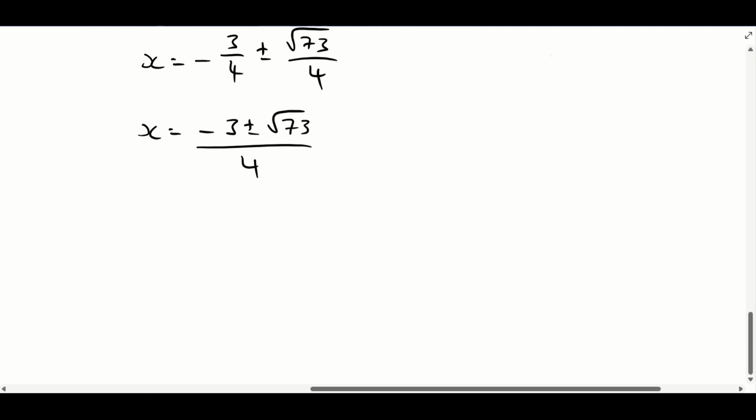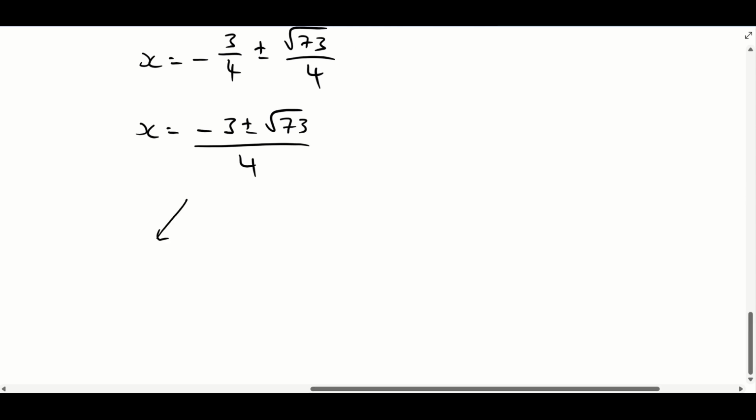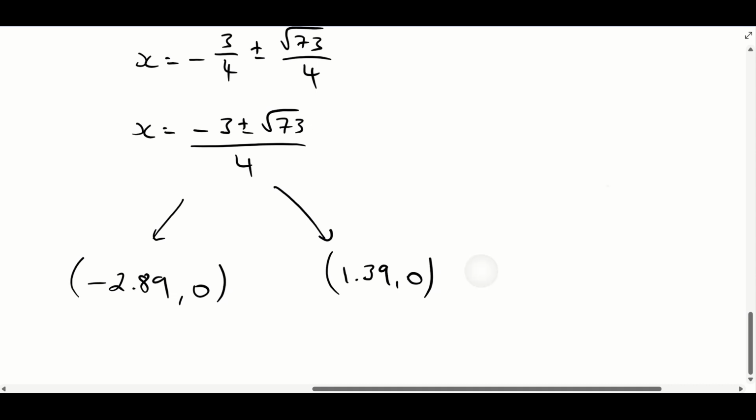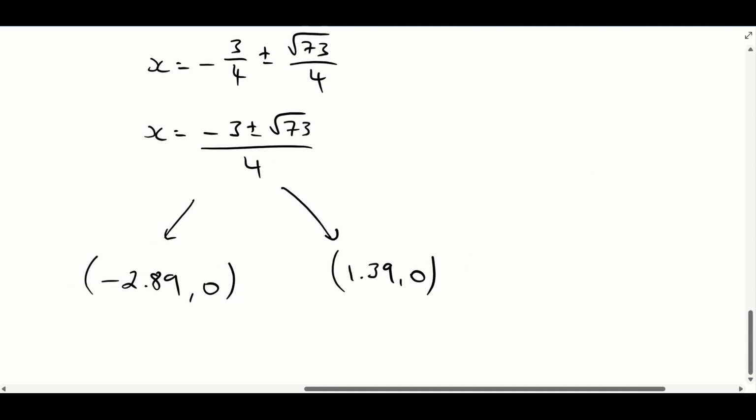Okay, if you were to pop this into a calculator, you would get two solutions pop out. So you would get negative 2.89 as one of them. So that would be your first root or solution, and your other x-intercept would be at 1.39, 0. Okay, so negative 3 plus root 73 over 4 and negative 3 minus root 73 over 4, you will get these two answers here.